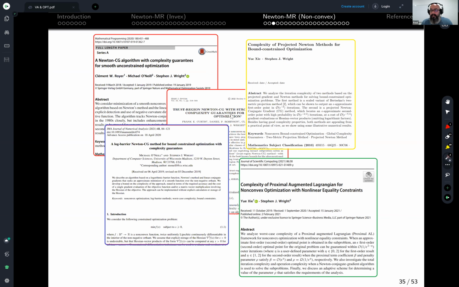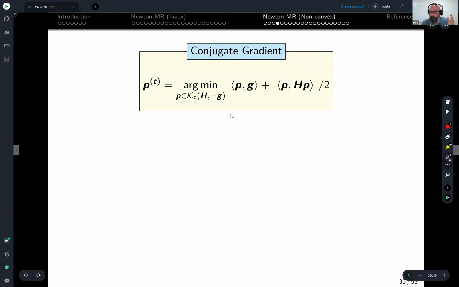All the way to more recent developments, led mainly by Stephen Wright, who looked really deep inside CG and managed to give finer-tuned analysis with a lot of nice complexity, almost optimal complexity, for Newton-CG applied to arbitrary non-convex problems. So again, let's look at why that is. Why is CG so popular even in the non-convex setting?